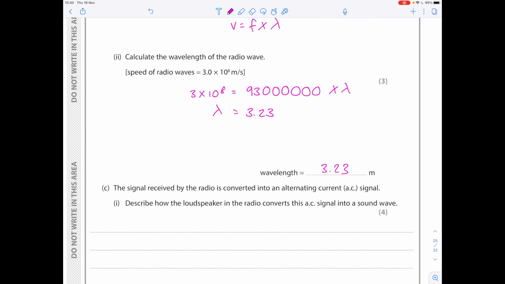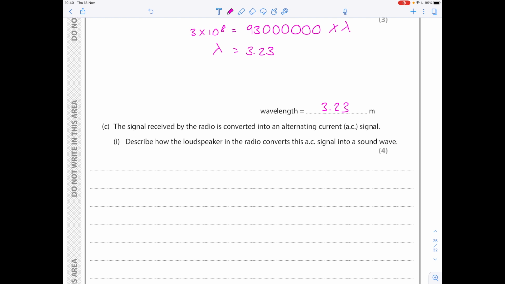to 3 significant figures. The signal received by the radio is converted into an alternating current signal. Describe how the loudspeaker in the radio converts the alternating current signal into a sound wave. We need to touch on the motor effect. So we've generated a current. So at this point we have both a current and we have a magnetic field.